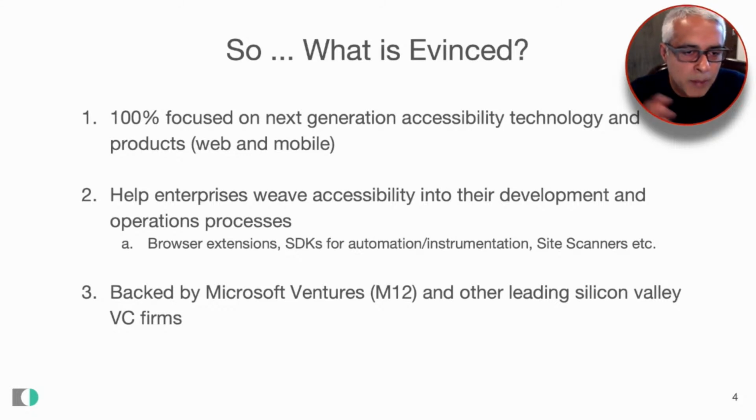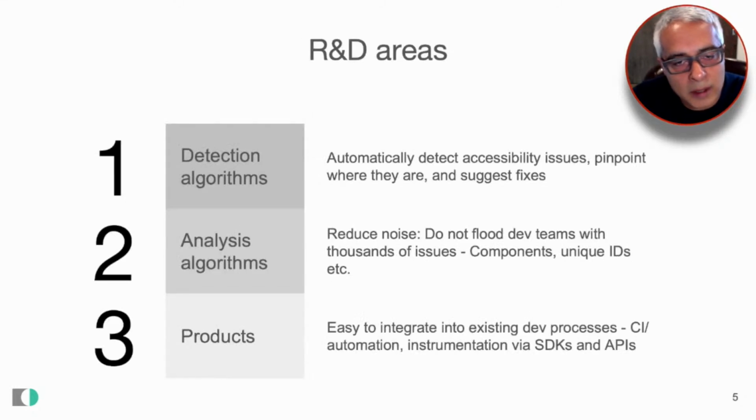On top of that, we're backed by Microsoft Ventures and BGV and other leading Silicon Valley firms. So we've got enough resources right now to really invest significantly in R&D and try to advance the state of automated testing. So the areas that we are really focused on from a research and development perspective are really three categories of things. The first one is to be able to automatically detect accessibility issues, right? So these are the detection algorithms.